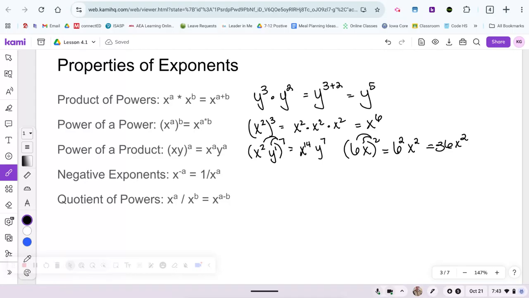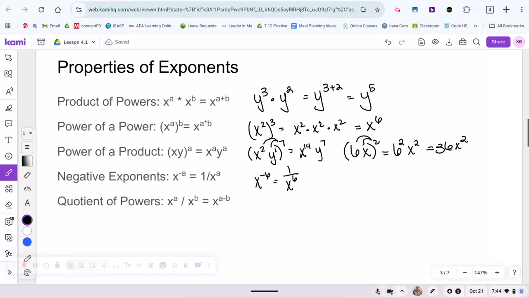The next property is that we cannot have a negative exponent, and so in order to turn it to a positive, we just need to reciprocate it. So if I had x to the negative 6th power, to make it positive, I would reciprocate it and make it 1 over x to the 6th power.